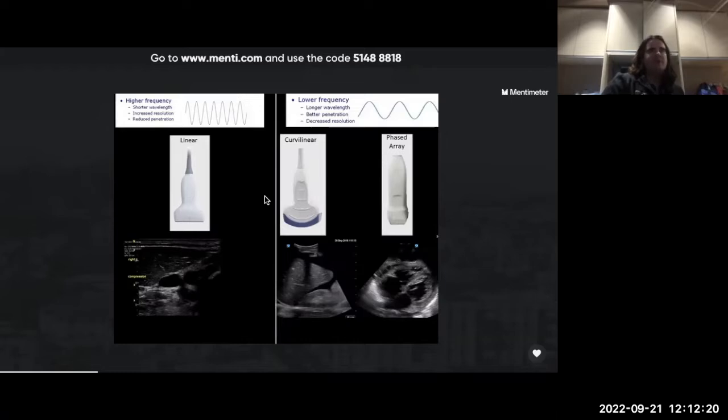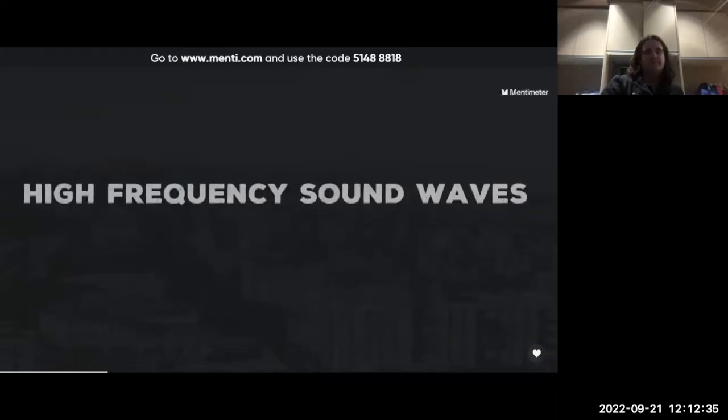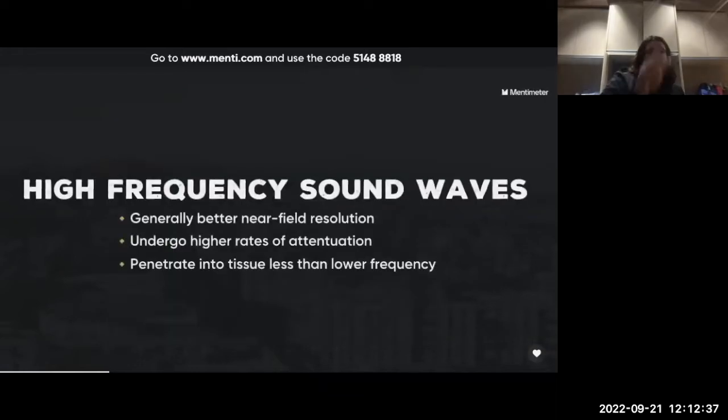So when you look at the lung, for example, you can often use curvilinear or phased array, and it will give you, in select patients, a decent view of, say, the pleura, but occasionally you have to switch to a linear probe, which gives you better resolution to resolve any problems with the pleural line, for example. So high frequency sound waves generally have better near field resolution, but undergo high rates of attenuation and penetrate into tissues less than lower frequency.